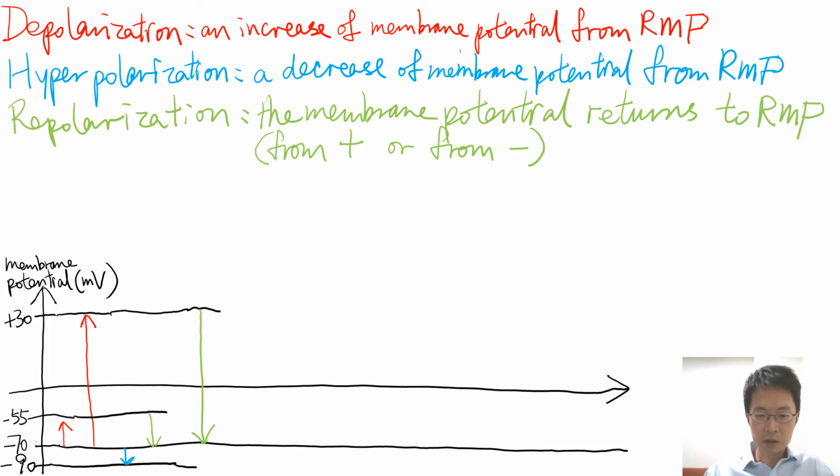Similarly, if the cell is at minus 90, and it goes back to the resting membrane potential, we call this repolarization as well. That's why I said that it can be from positive or from negative. As long as it returns to the resting membrane potential, we call this repolarization. Is that clear, all these terms? Okay, then we'll go to the next topic, graded membrane potential.